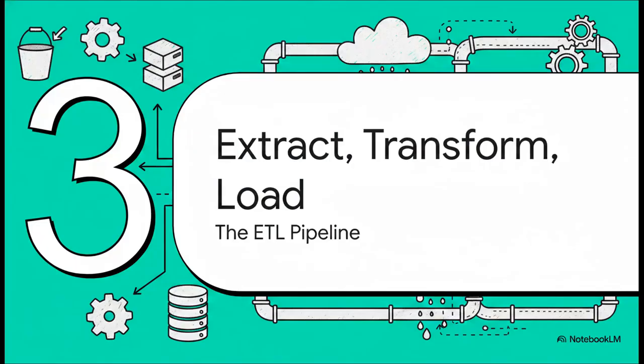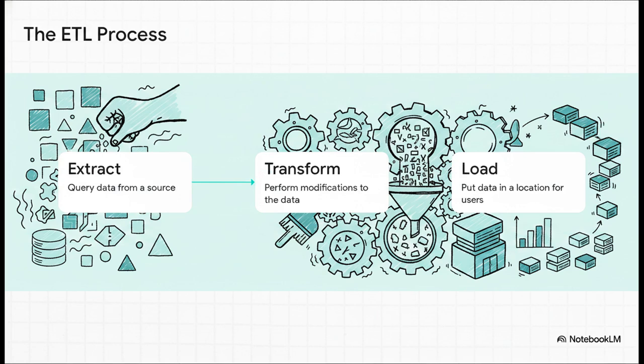Section 3, extract, transform, and load. Let's get into the core mechanics of how this digital plumbing actually operates. This is the sequential journey of the data pipeline, widely known in the industry as ETL. Step 1 is extract. That means querying and pulling data out from the original source databases. Step 2 is transform. This is where we take that raw, messy data, clean it up, standardize it, and modify it to perfectly fit our needs. And step 3 is load. That's placing the newly cleaned data into its final destination, usually a data warehouse where it is finally ready to be analyzed.